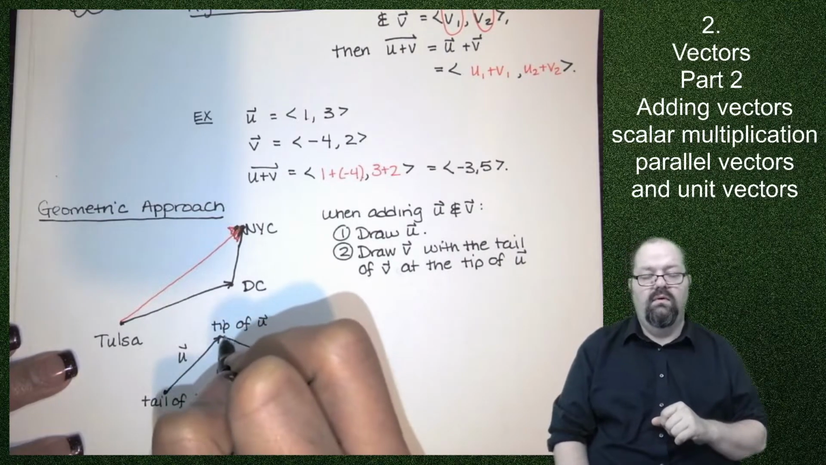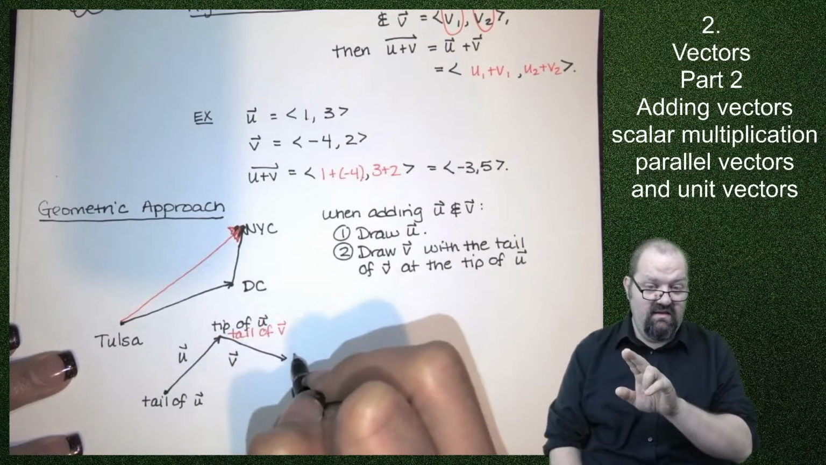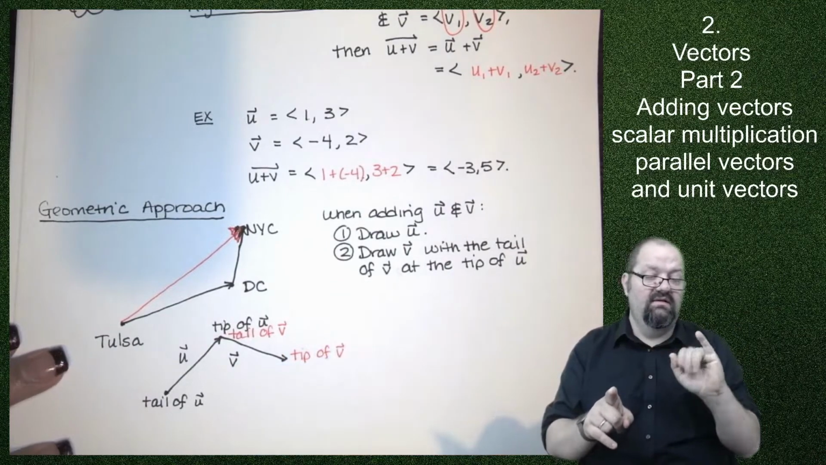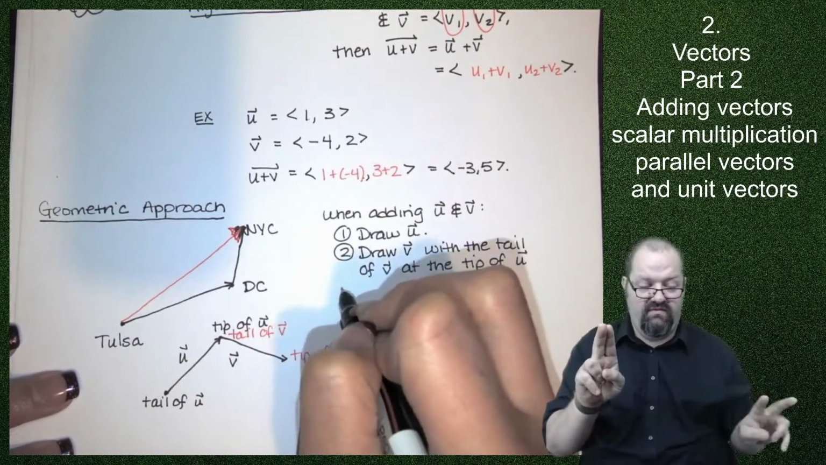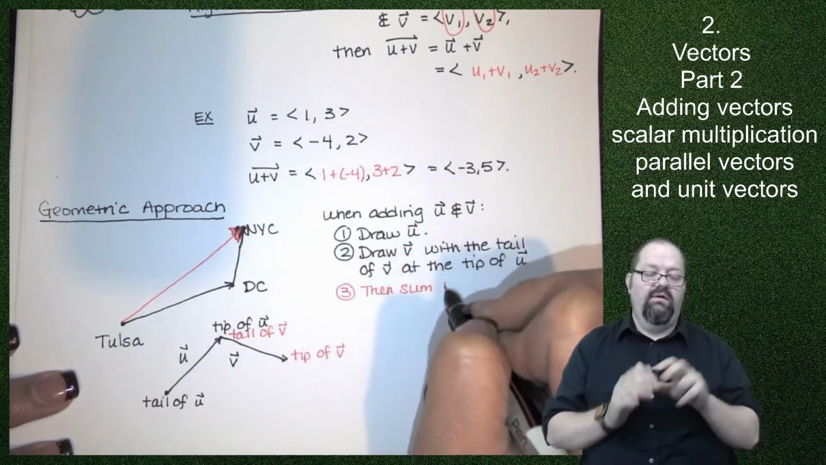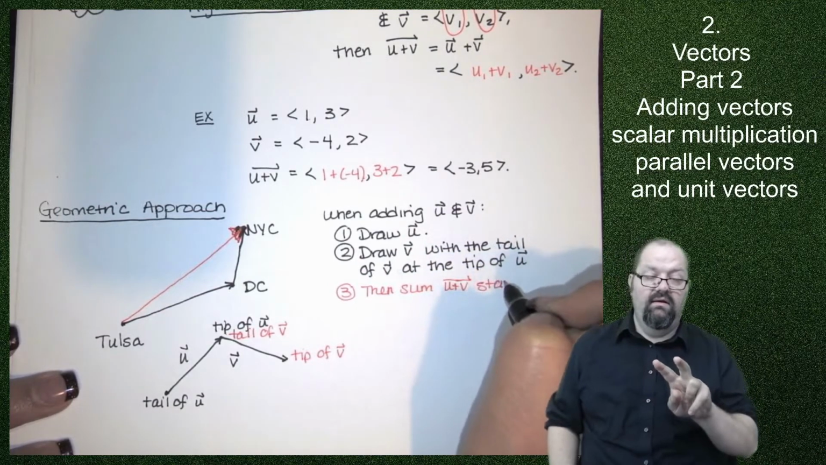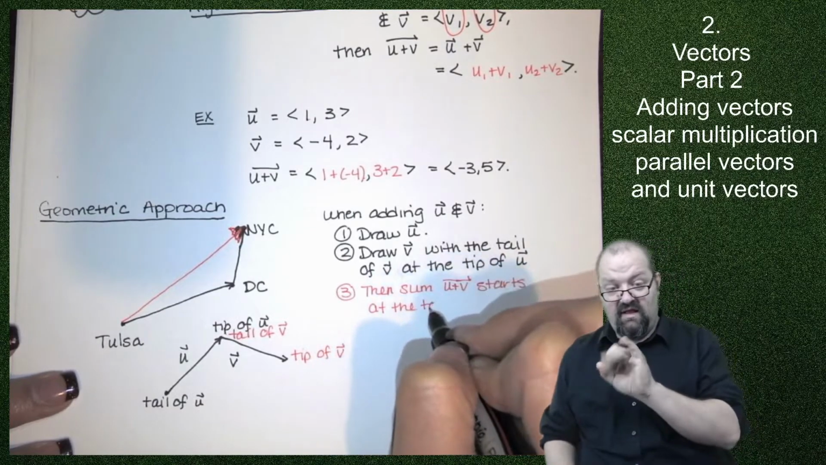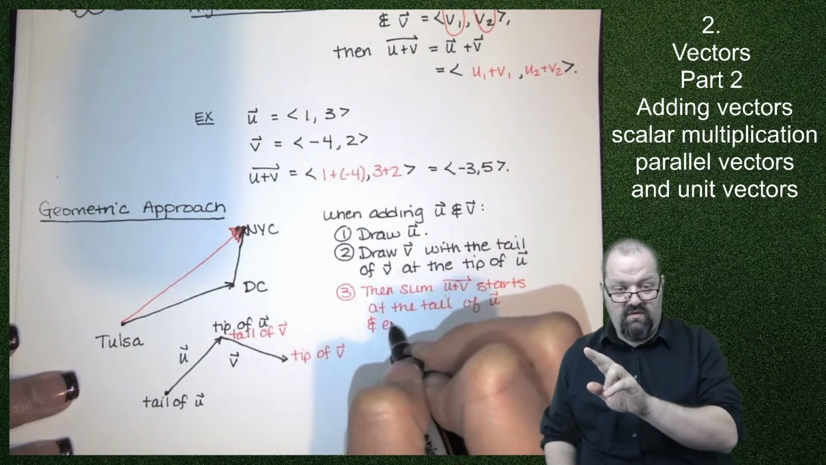The tail of v is right there, and then this is the tip of v. Okay, there's u and v. If I want to add them together, then the sum, u plus v, starts at the tail of u and ends at the tip of v.